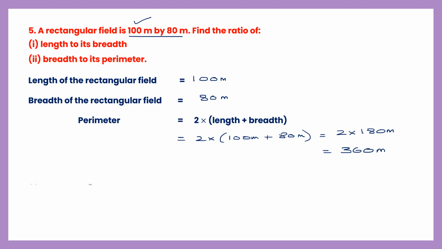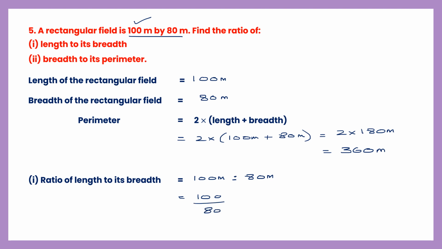Now we're going to find the ratio of length to its breadth. So length is 100 meters. We already have it. And breadth is 80 meters. So let's find this ratio. Remember, we're going to remove the units and write only the numbers in the form of a fraction, 100 by 80. Let's divide both by 10, a common factor.